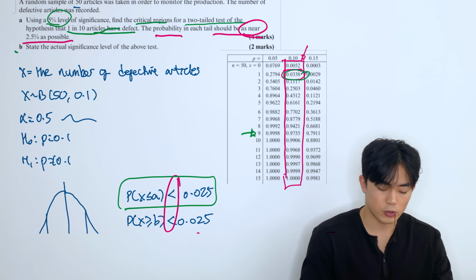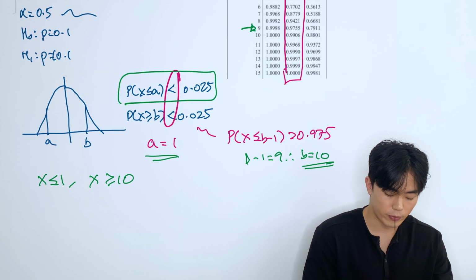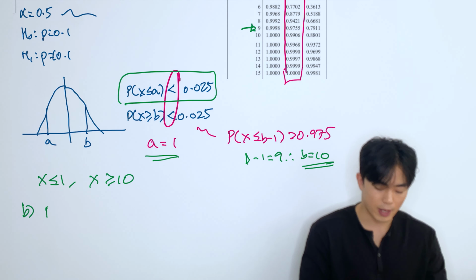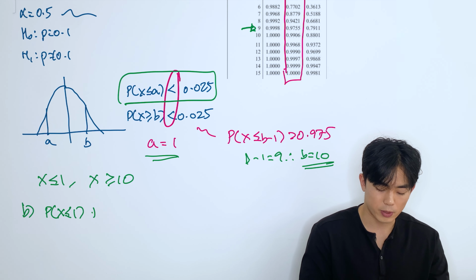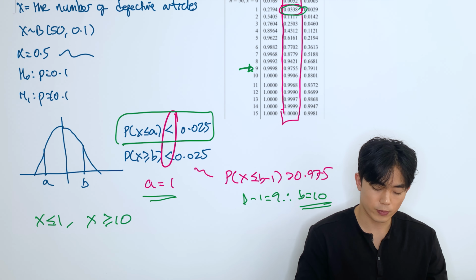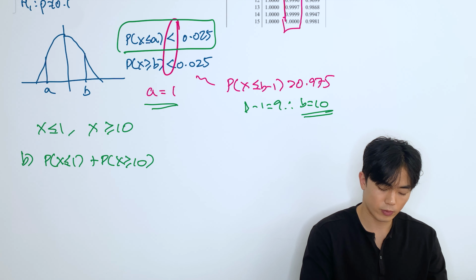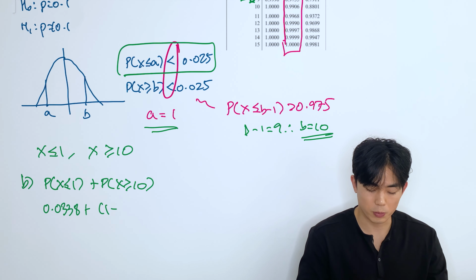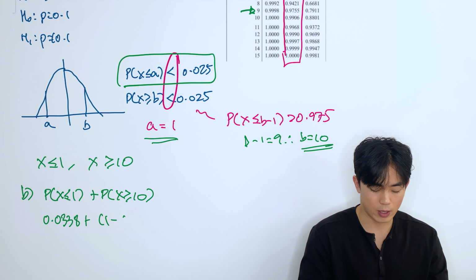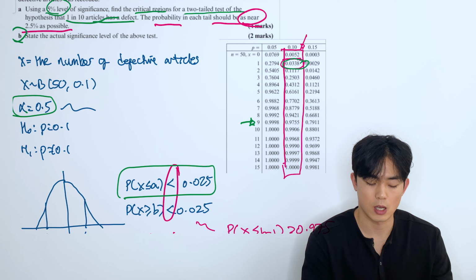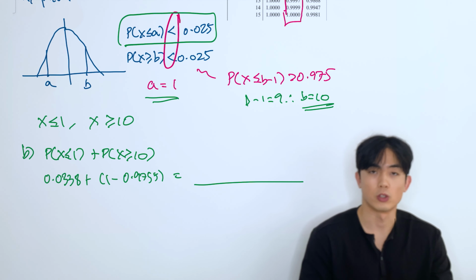Finally, state the actual significance level of the above test. Well, the actual significance level is actually the values of the critical region. So it's going to be the probability that X is less than or equal to 1 plus the probability that X is larger than or equal to 10. Okay, and so it would be this 0.0338 plus 1 minus the probability that X is less than or equal to 9, which would be 0.9755. And so this will be the actual significance level. Okay, so there's a significance level of 0.05, which is the level that they gave in the question, but the real one will be the value of these two critical regions like this.